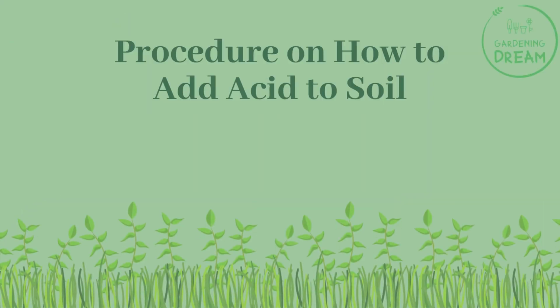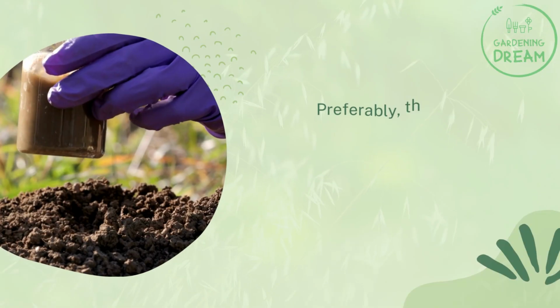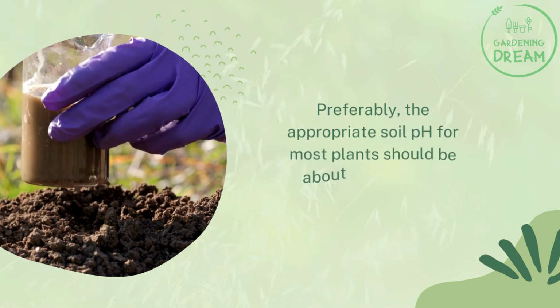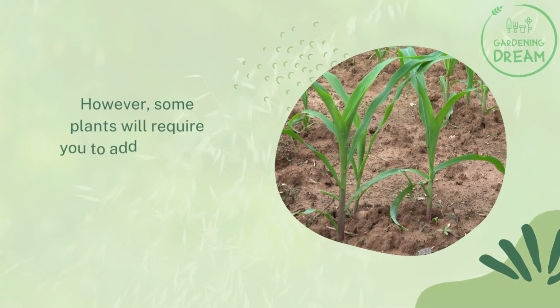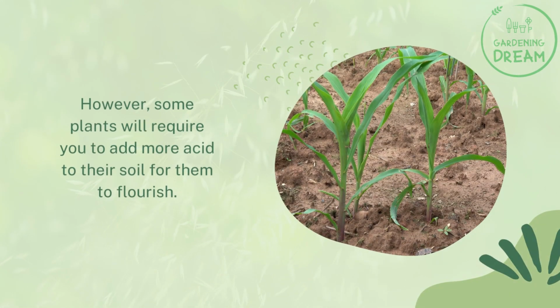Procedure on how to add acid to soil. Preferably, the appropriate soil pH for most plants should be about 6.5, which is slightly acidic. However, some plants will require you to add more acid to their soil for them to flourish.